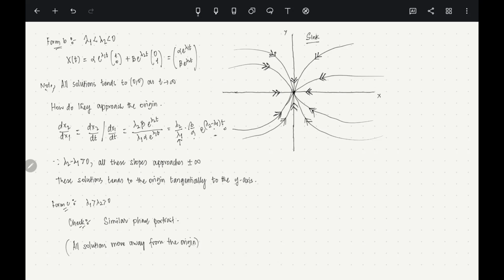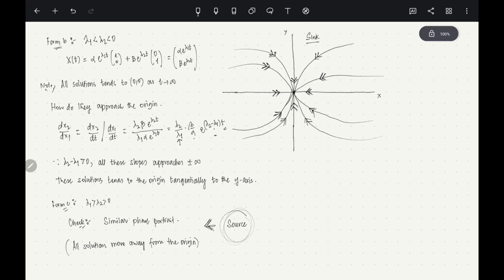I hope you understand what is happening. Okay, here in the earlier sink case, everything is moving towards the origin, and here every solution is moving away from the origin. Is it okay? So if that is the case, then you can think of everything as originating at the origin and moving away. So basically we call such a situation a source. You understand? The initial situation is sink, in this case it is source.